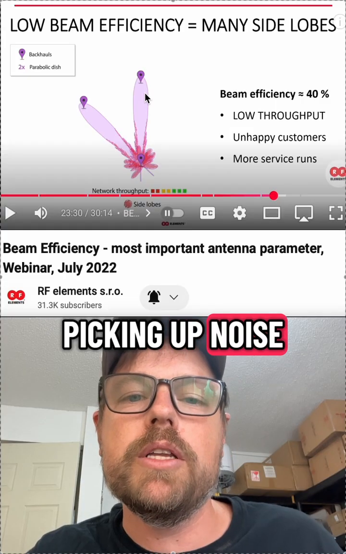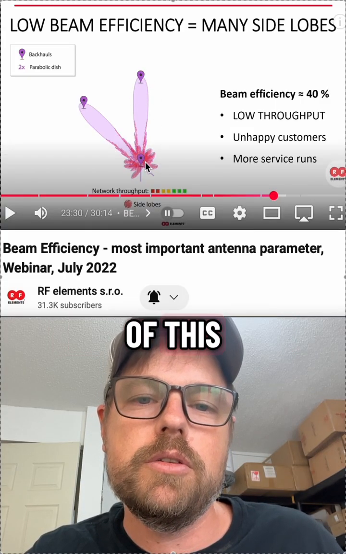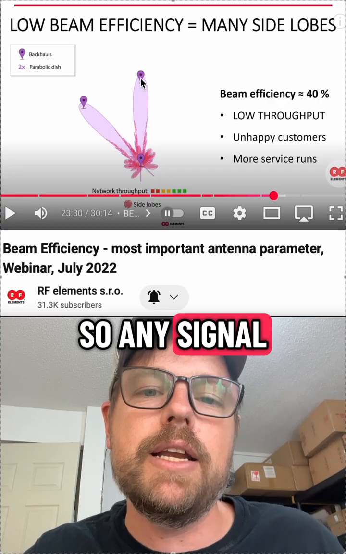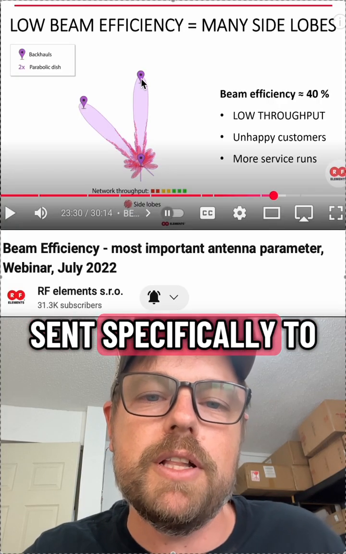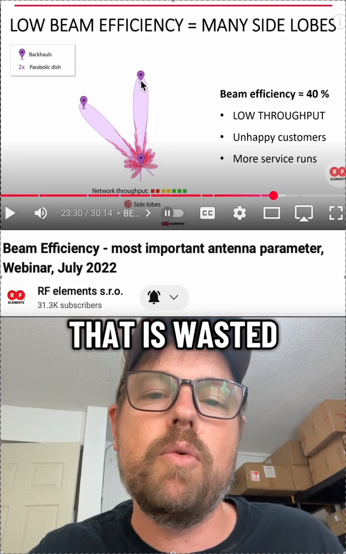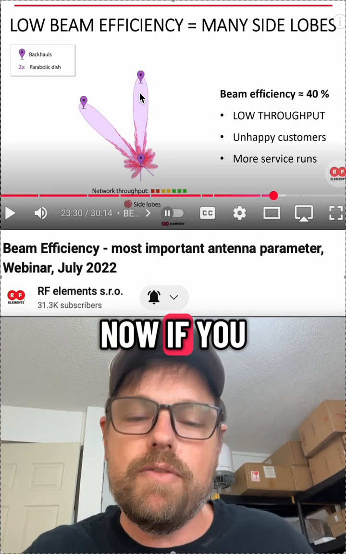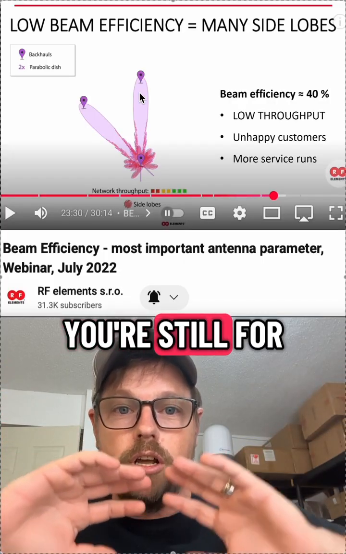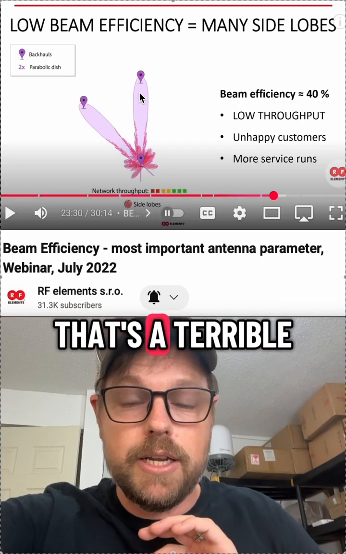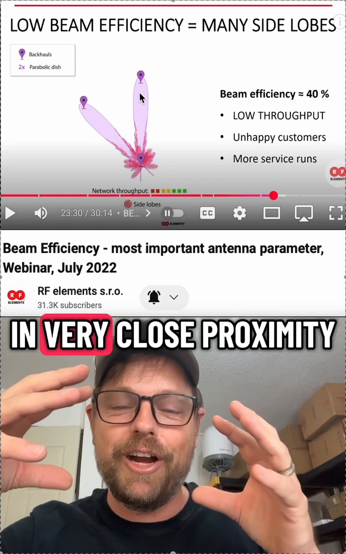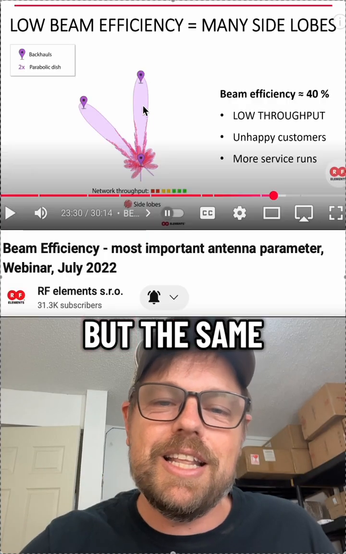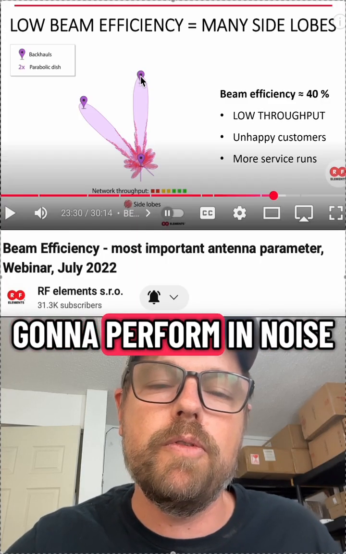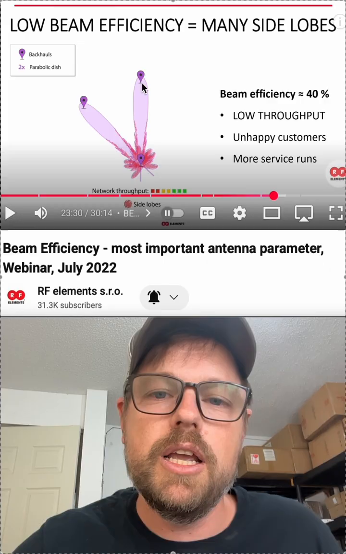As far as picking up noise, you're picking up noise from all of this. And it's only right here that you actually care about. So any signal that isn't being sent specifically to the other point, that is wasted signal and wasted energy. Now, if you have a 90-degree symmetrical horn, it has 100% beam efficiency. You're still, for point-to-point application, that's a terrible antenna, unless you're in very close proximity. But the same is true here. So when it comes to understanding how an antenna is going to perform in noise, beam efficiency isn't doing it.